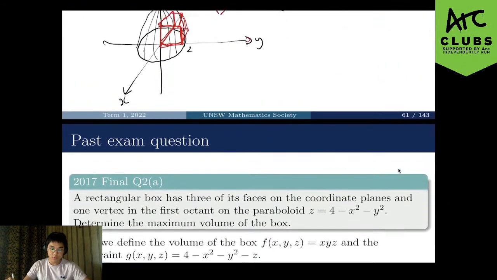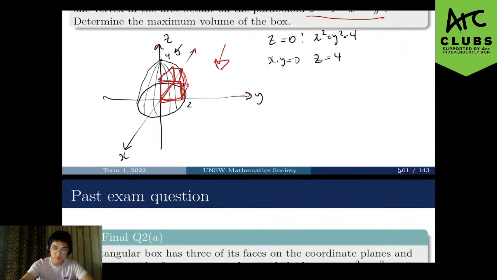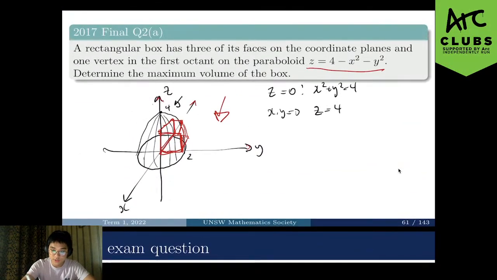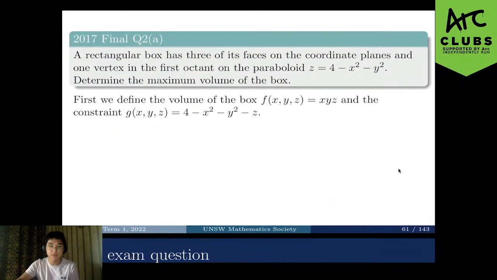So the point here is going to be equal to (x, y, z). So the volume of the box is going to be x times y times z. So that's where we get this function. And the constraint, that's what we're given.